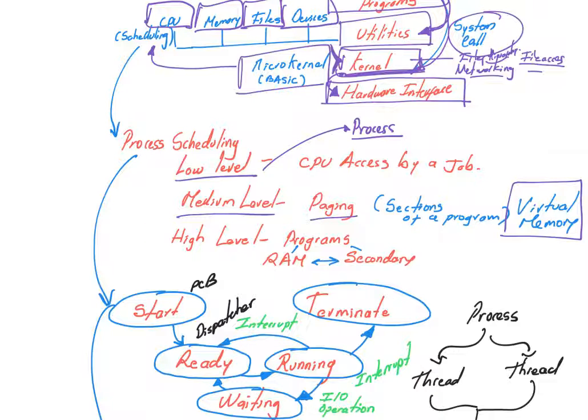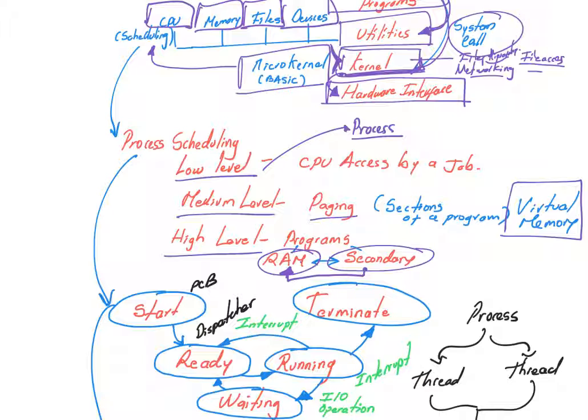We're going to talk about that later. And high level is just loading programs being stored in secondary storage and how to take those into RAM. So when you take a whole program, when you double click Word, for example, that program is being loaded into RAM, and that's being handled by the high level scheduler.